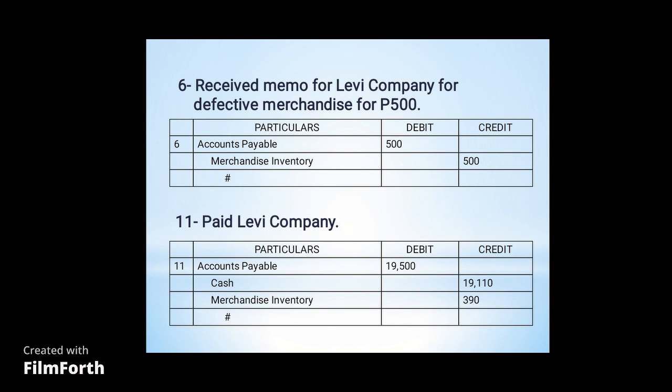6. Receive memo from Levi Company for defective merchandise for 500 pesos. So debit, accounts payable, credit, merchandise inventory. 11. Paid Levi Company. So debit, accounts payable, credit, cash, and merchandise inventory. So this merchandise inventory is the purchase discount.